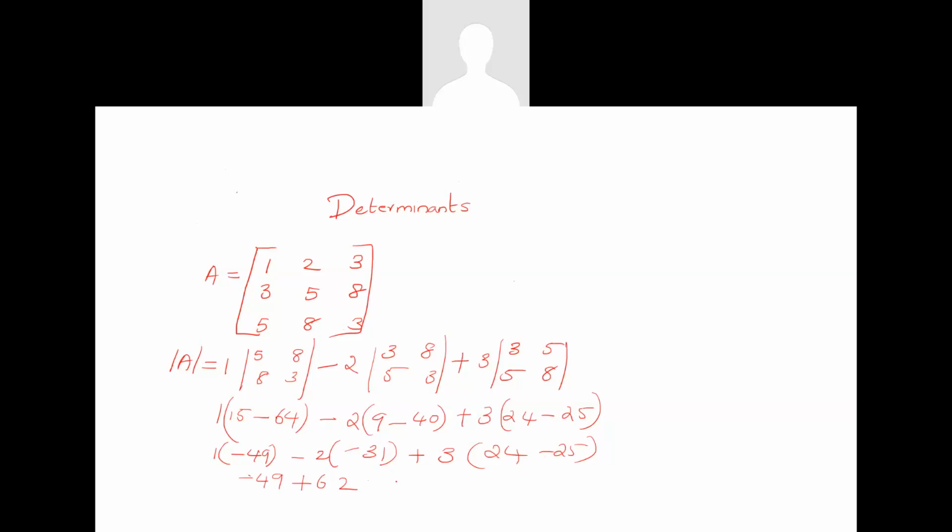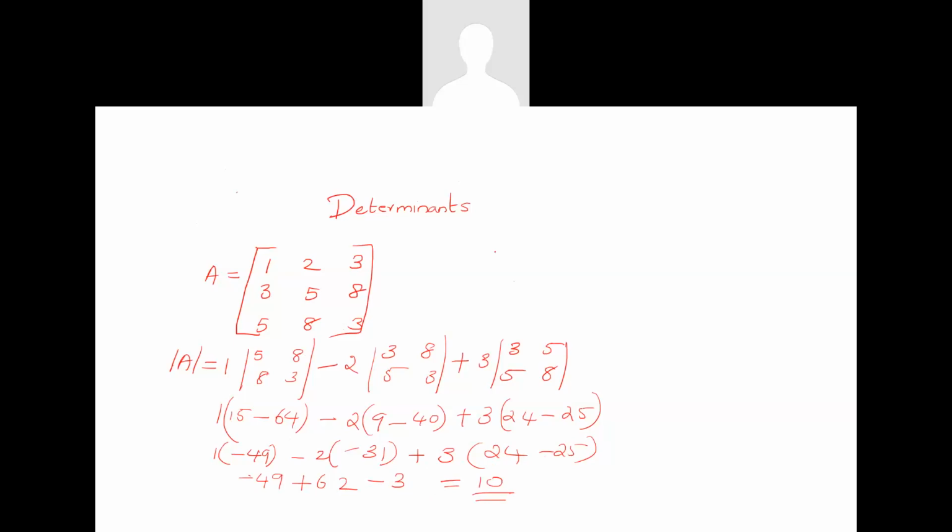Right? So it can be written as minus 3, isn't it? 24 minus 25 is minus 1. So minus 1 into 3 is minus 3. So when you add up all these together, what is the answer that you get? It is equal to 10, isn't it? Minus 49 minus 3 is minus 52. Minus 52 plus 62 is equal to 10.